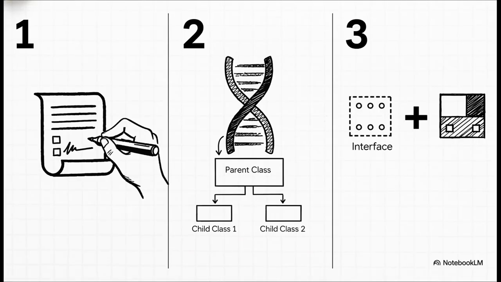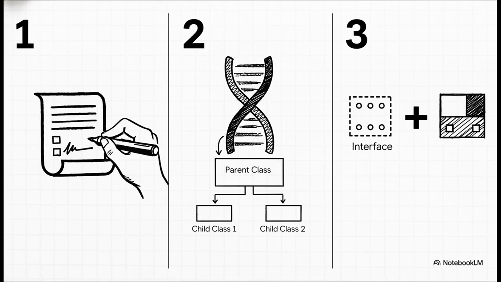So if you remember nothing else, remember these 3 things. 1, start with an interface whenever you can. Define that public contract first. It keeps your options open. 2, use abstract classes for shared DNA. When you have a group of classes that are truly deeply related and need to share core code and data, that's what an abstract class is for.